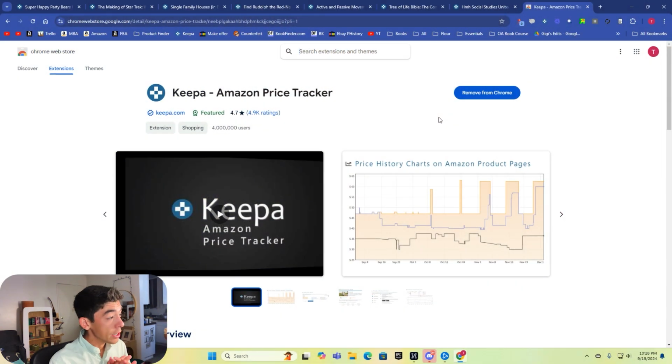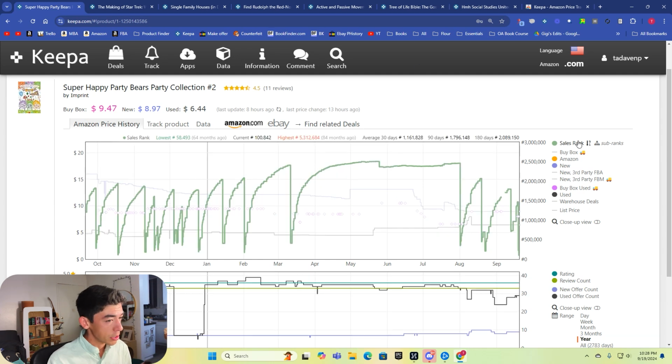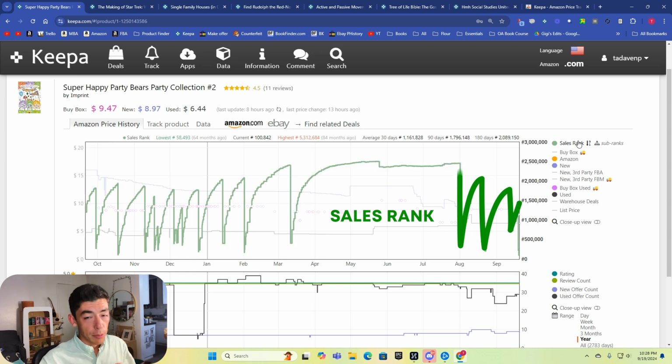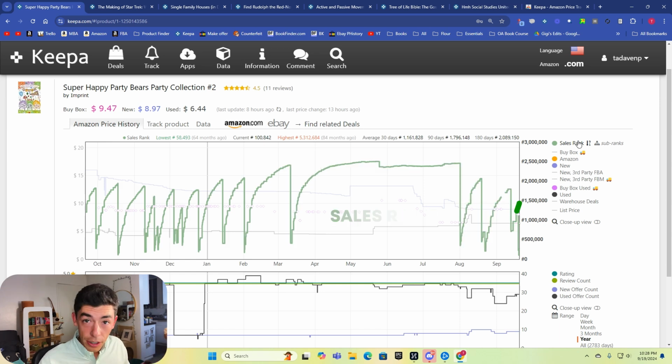Now, the first thing that you need to know is that Keepa is actually a Chrome extension, and so you would need to download that in order to do everything I'm going to show you. Not only that, if you want to see something called sales rank, which is this green line here, which is very important, you also need a paid subscription, which is about $20 a month. It's completely worth it. It's like the lifeline. It's like the blood or the water of your Amazon business. You absolutely need it. And with that said, let's go.